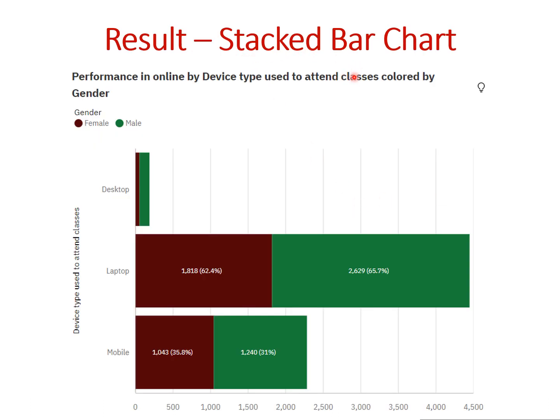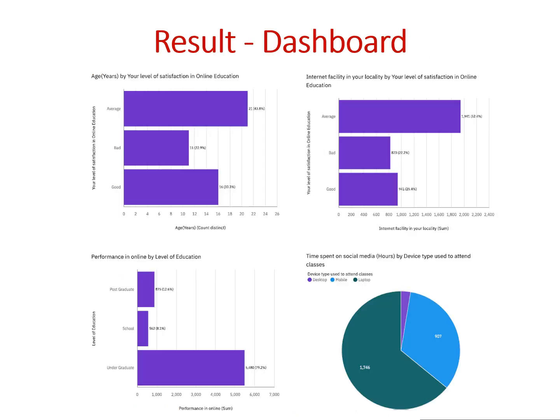This is a stacked bar chart representation to represent the performance in online by device type used to attend the classes, colored by gender here. There are two categories of gender, male and female. From this stacked bar chart, we can easily understand that the male students are having highest participation here, and also when we consider device types here, the laptop is having the highest percentage. So here the main key insight here is the male students are participating high.